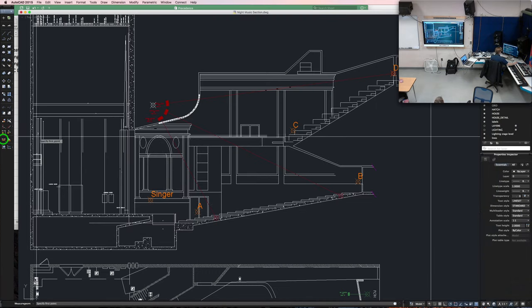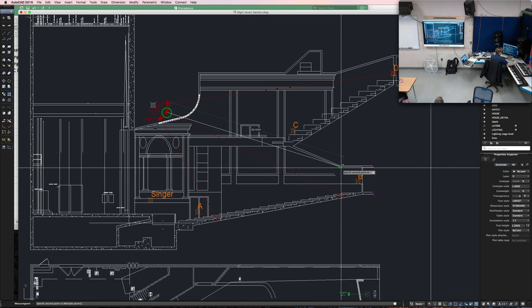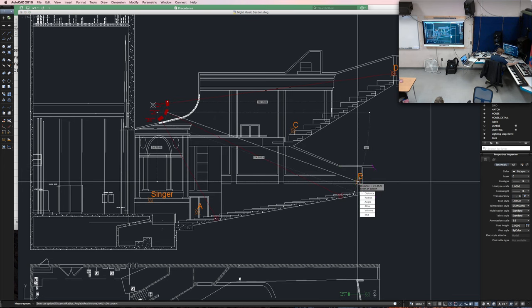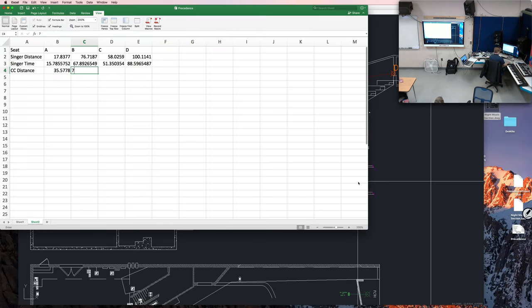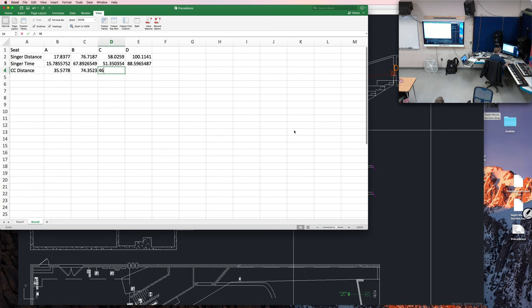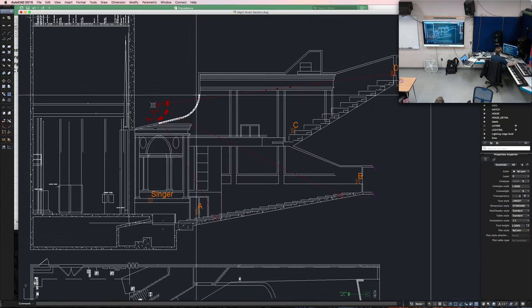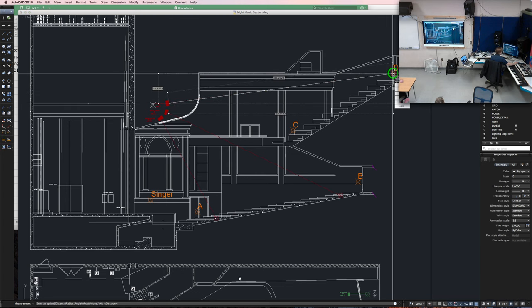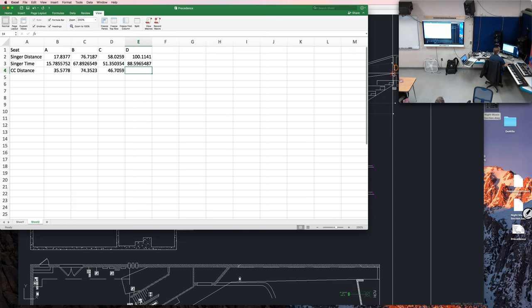Center cluster to back row, that's going to be this one, 74.3523. Center cluster, I'll do the middle one to the front row here, that's 46.7059. And then to the back row balcony will be this top one, and that's going to be 83.292. Okay? And then this will be center cluster time.